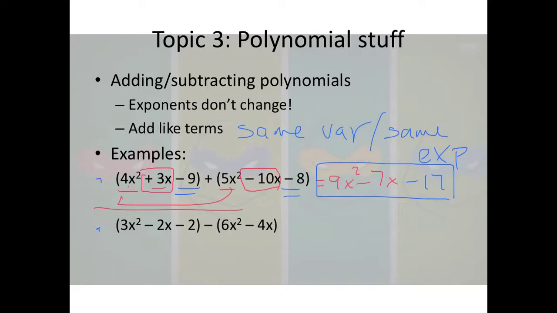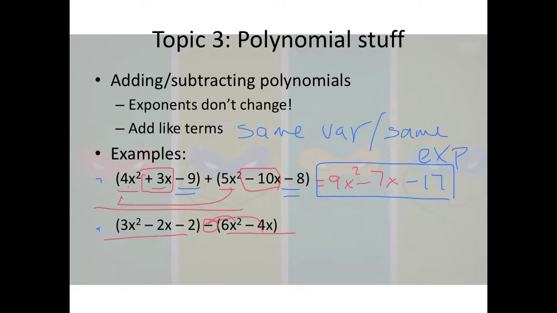Okay, so for the next example, we have a negative sign in the middle. So we're subtracting all of this from all of that. What might be a good idea is to do a little distributive property and distribute that negative sign, making the opposite of everything behind it.